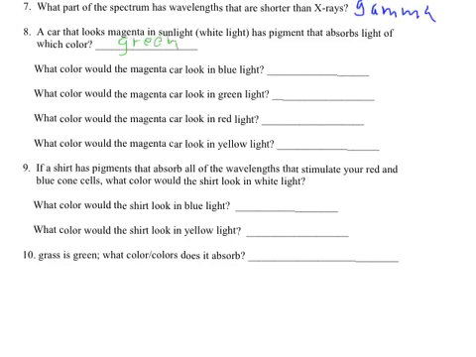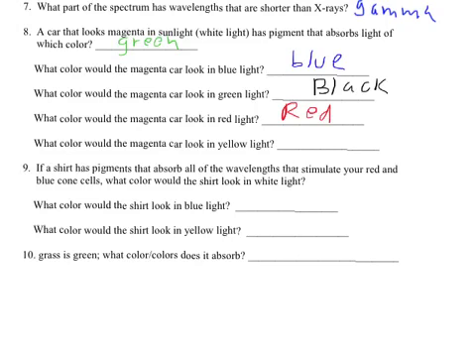What color would the magenta car look in blue light? Since it absorbs green and reflects blue, it would look blue. What color would the magenta car look in green light? Since it absorbs green, there'd be nothing left to go into my eyes, so it would look black. What color would the magenta car look in red light? It absorbs green, but it reflects blue and red. Since red is hitting it, it will look red. Red light bounces off of it.